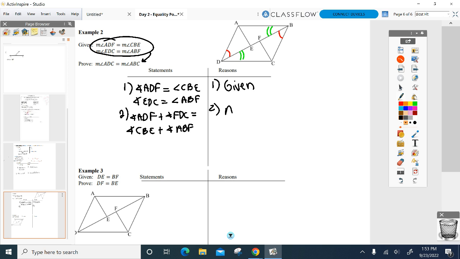The addition postulate. Yep. Addition is just fine for me. Yes, it will be. Yep. Question? Is that FDC? Yes. Yeah, FDC. Why? I thought it was EDC. Oh wait, FDC is the same as EDC.